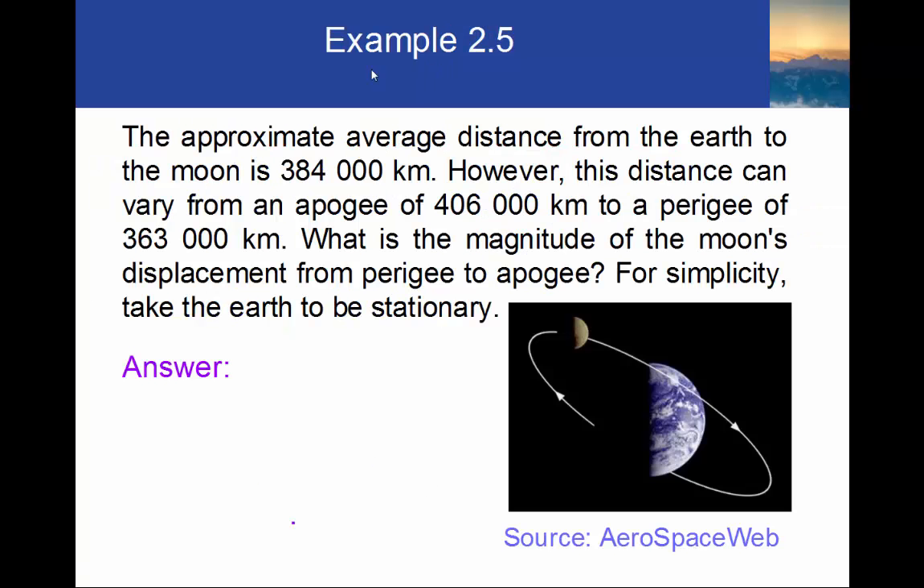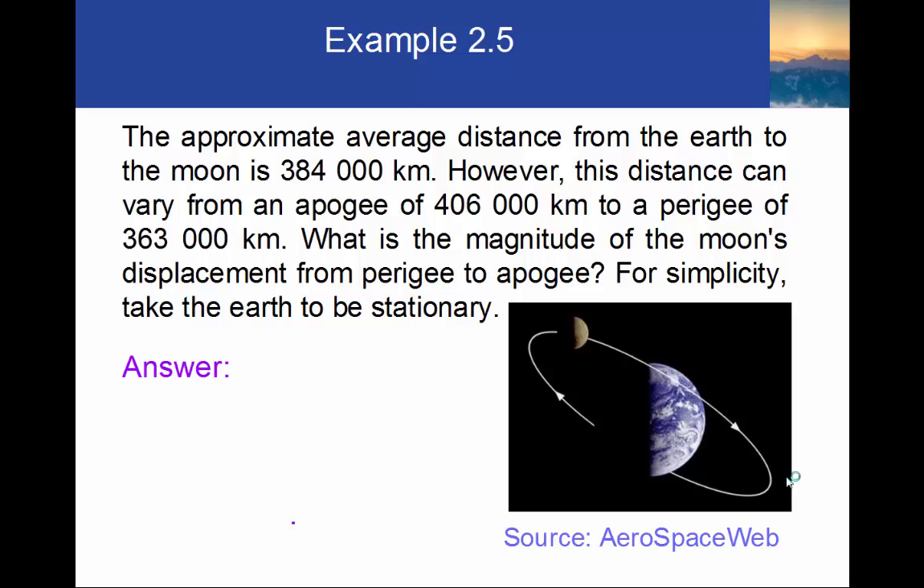All right, now we ask, going back to this question of the moon orbiting around the Earth, basically the average distance that this moon is going to have from the Earth is 384,000 kilometers. But this distance actually varies because this is an elliptical orbit. So here it's very close to the Earth relative to here where it's farther away.